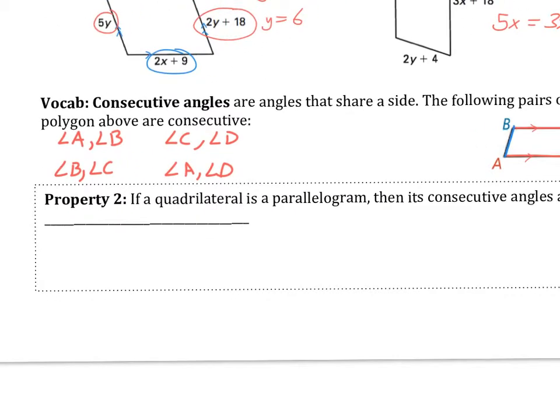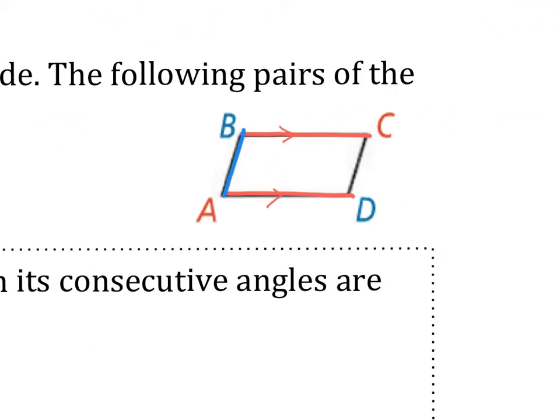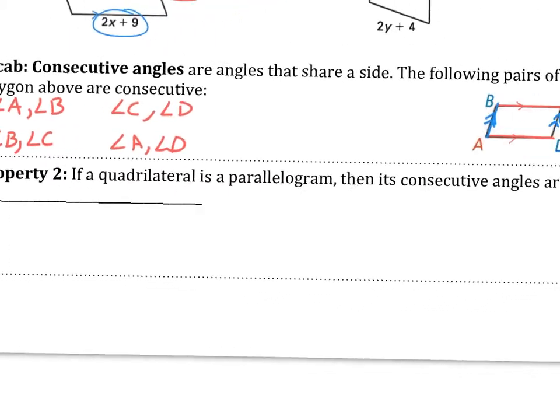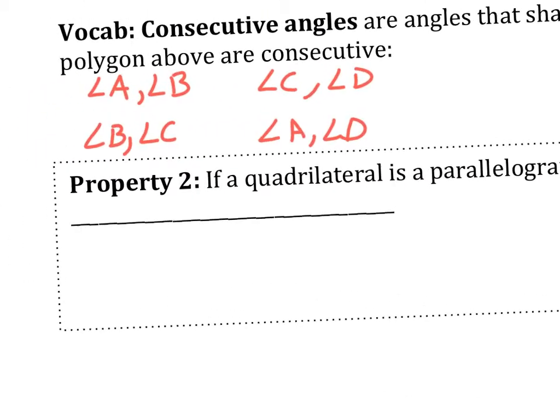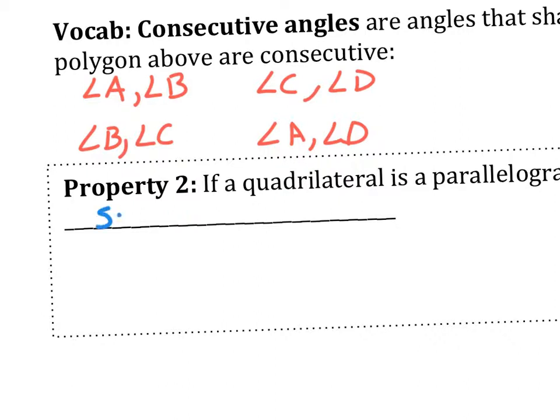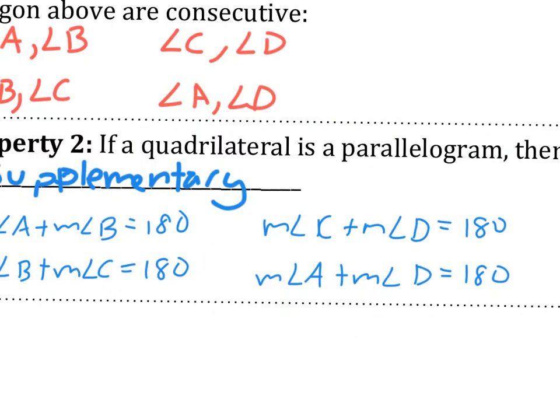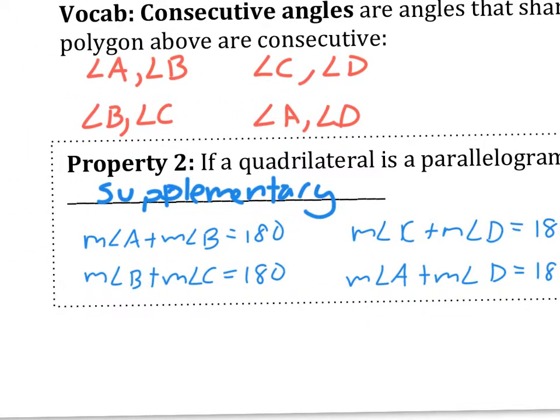All right, but if we combine that idea with parallel lines cut by a transversal, not only do we know something about their placement, consecutive angles, we know something about their size too. So if a quadrilateral is a parallelogram, then its consecutive angles are supplementary. Which brings me to a number of equations that can result. The measure of angle A plus the measure of angle B is equal to 180. So all four of these end up being true.